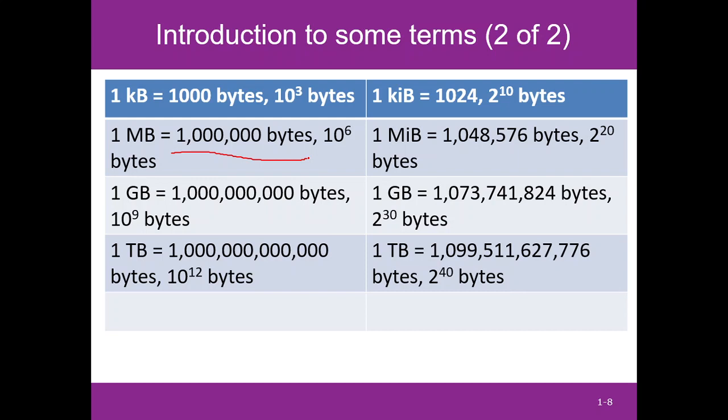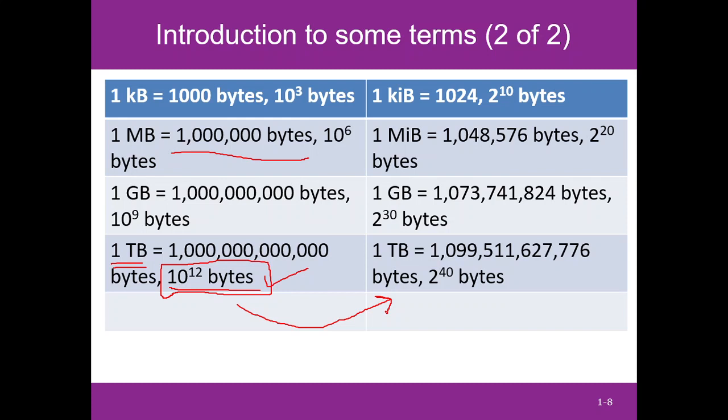For example, if you buy a hard drive and it says that it is a 1 terabyte hard drive, what does the hard drive manufacturer mean by 1 terabyte? They mean 10 raised to the power 12 bytes. So when you buy a 1 terabyte hard drive, it has the capacity to store 10 raised to the power 12 bytes.